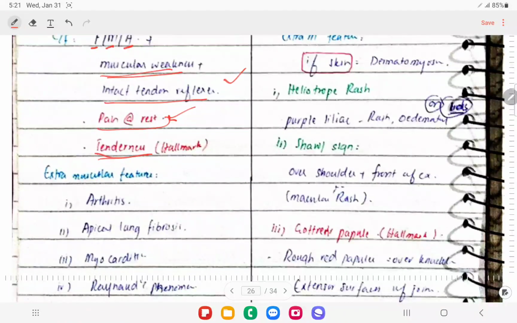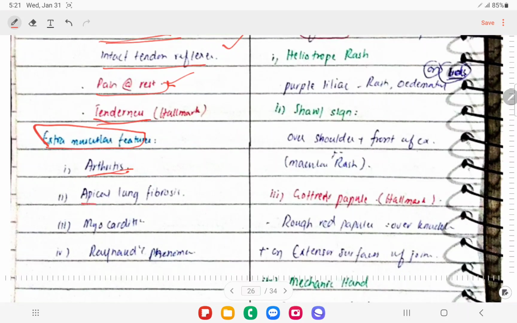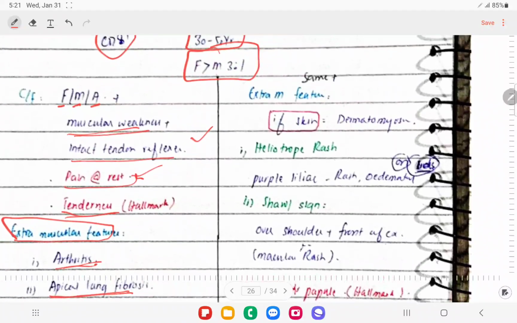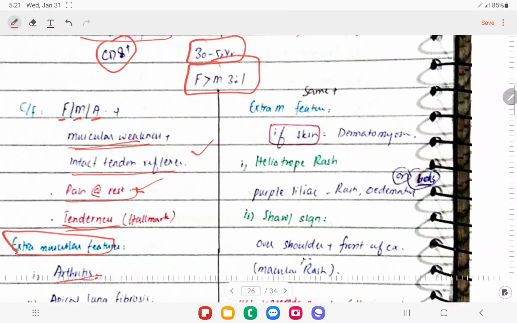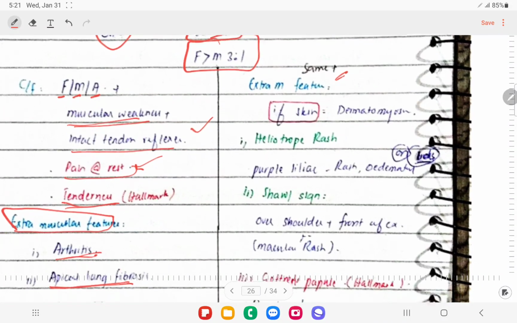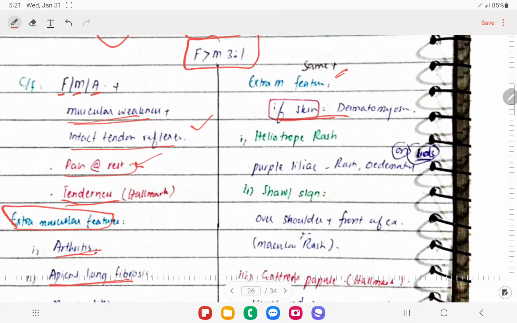Okay, so there will be some extramuscular features, right? There will be some arthritis in these patients. If we check the lungs, there will be apical lung fibrosis, there will be myocarditis, and there will be Raynaud's phenomenon in these patients, right? And if these features are accompanied by skin involvement, we're going to call it dermatomyositis.